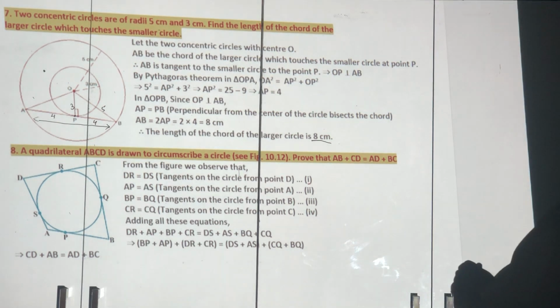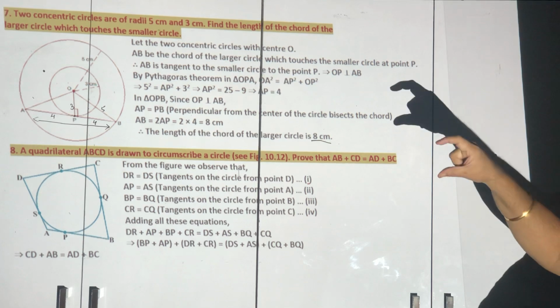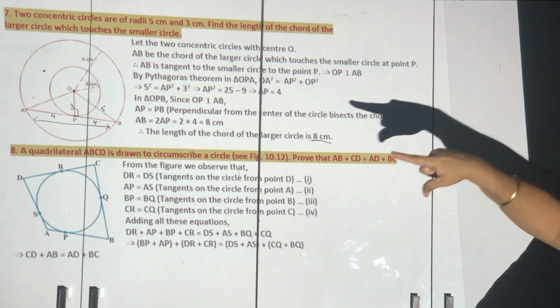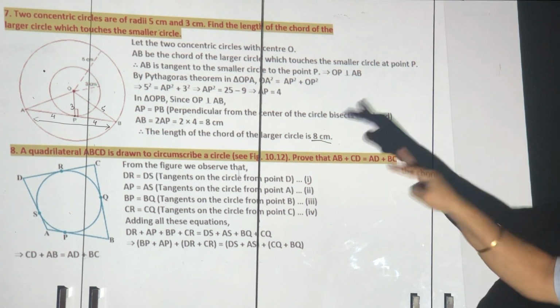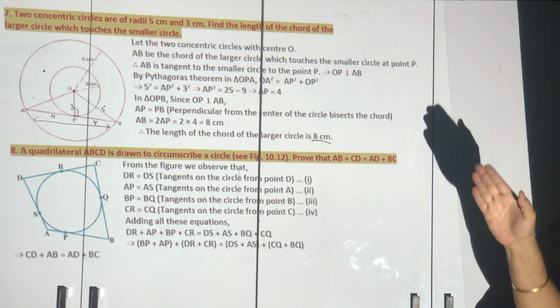So simple. Remember once again, 3, 3, 5, 5. Pythagoras will give me 4. Double of 4 will give me 8. Two theorems are required.